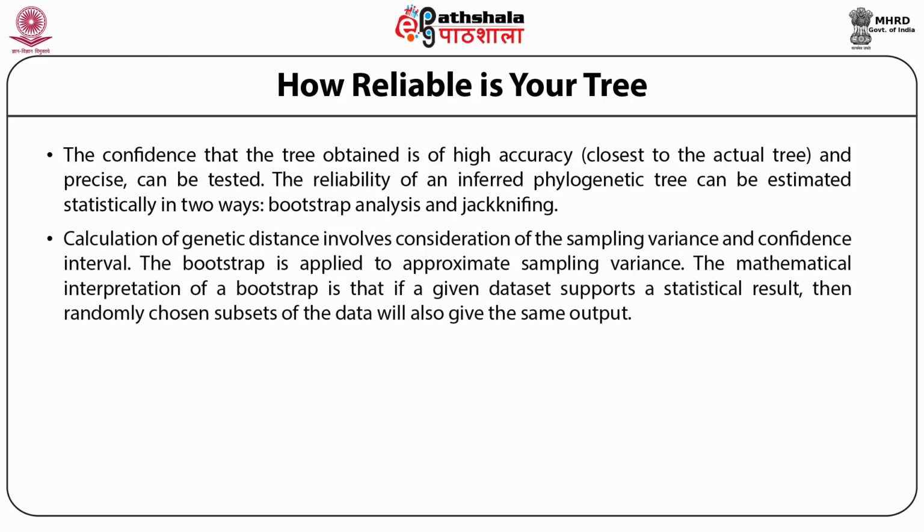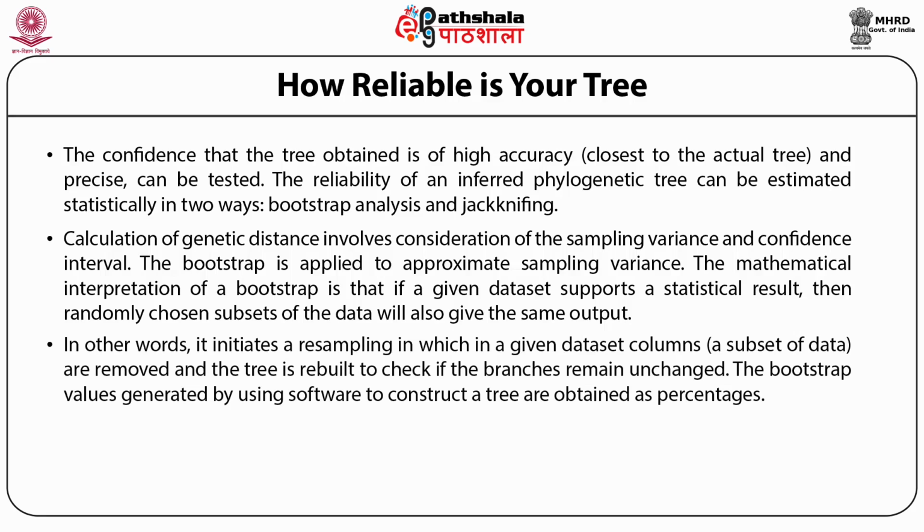Calculation of genetic distance involves consideration of the sampling variance and confidence interval. The bootstrap is applied to approximate sampling variance. The mathematical interpretation of a bootstrap is that if a given dataset supports a statistical result, then randomly chosen subsets of the data will also give the same output. In phylogenetics, the bootstrap is conducted by resampling columns in an alignment with replacement. In other words, it initiates a resampling in which in a given data set columns or a subset of data are removed and the tree is rebuilt to check if the branches remain unchanged.